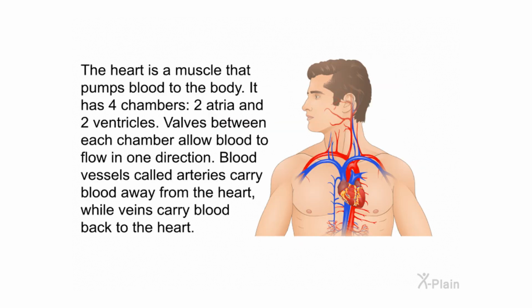Anatomy. The heart is a muscle that pumps blood to the body. It has 4 chambers, 2 atria and 2 ventricles. Valves between each chamber allow blood to flow in one direction. Blood vessels, called arteries, carry blood away from the heart, while veins carry blood back to the heart.